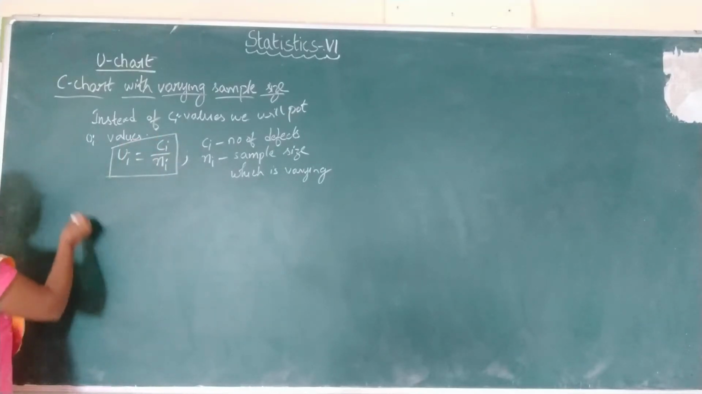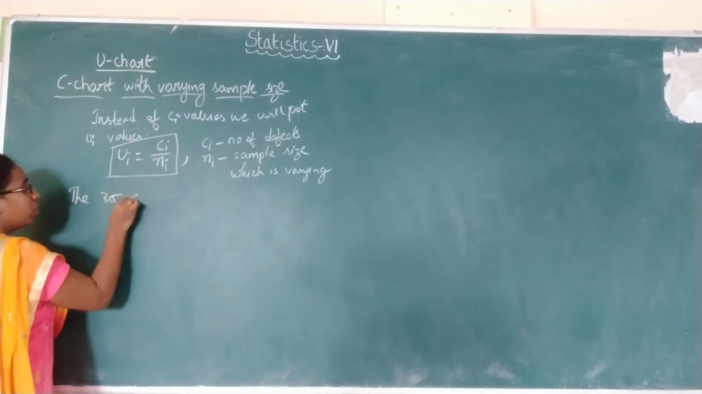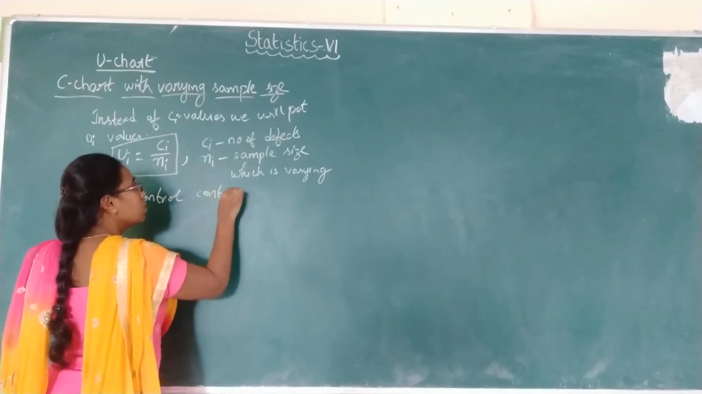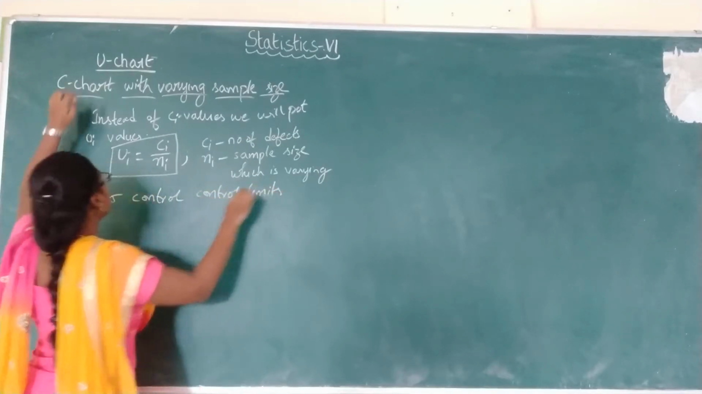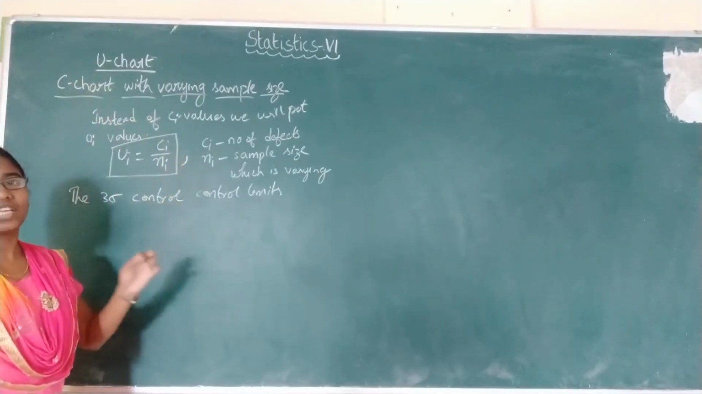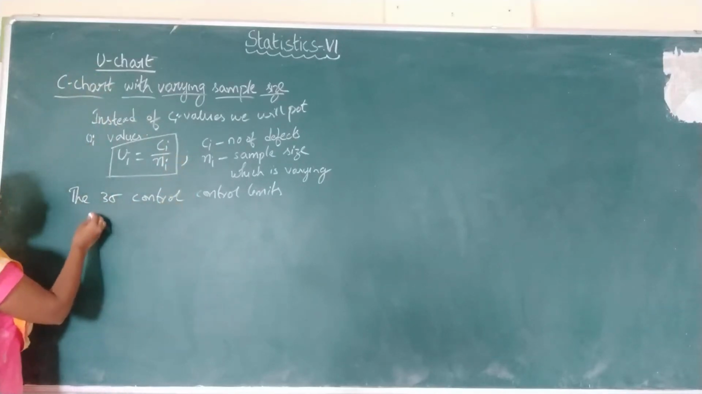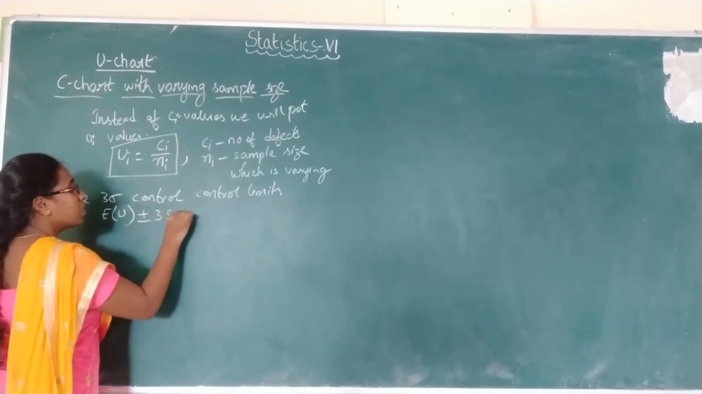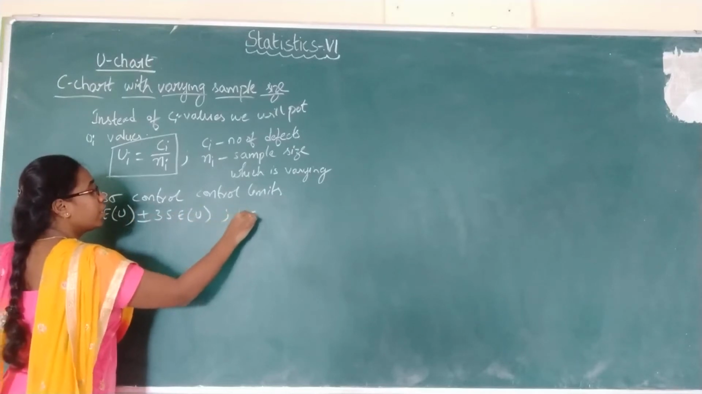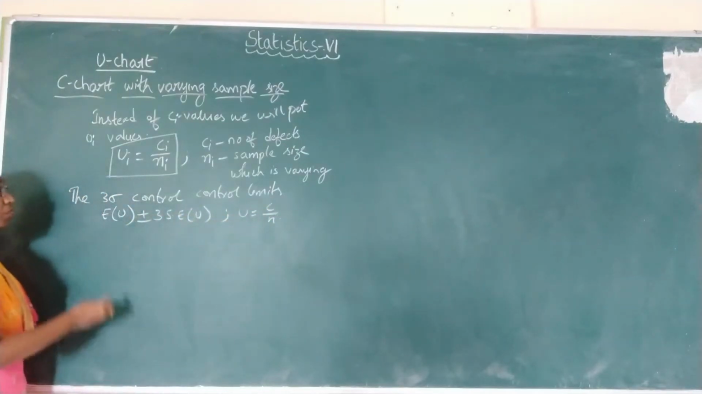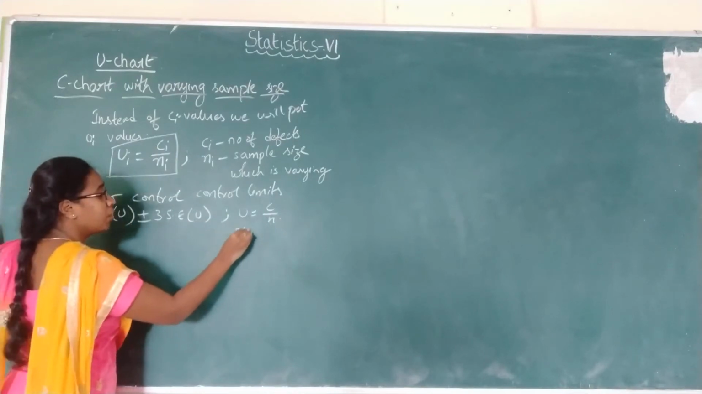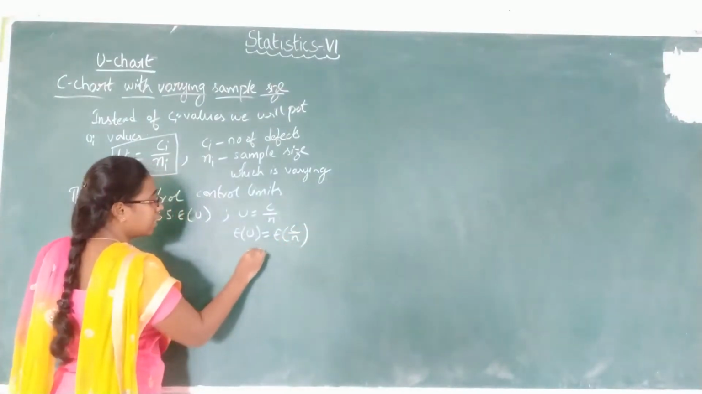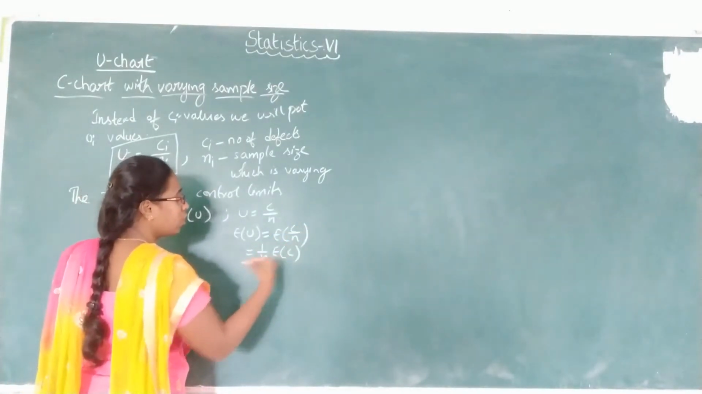So what will be the control limits? The 3 sigma control limits: what is the statistic we are considering here? Always, the statistic for the U chart is U. Whatever chart we are considering, that will be the statistic for our chart. So the 3 sigma control limits are expectation of U plus or minus 3 into the standard error of U. What is U here? C by N. So how do we get the expectation of U? Expectation of U equals expectation of C by N, that is 1 by N into expectation of C.